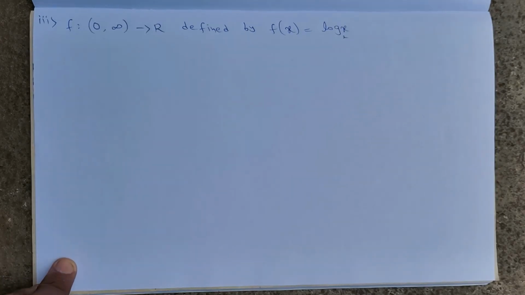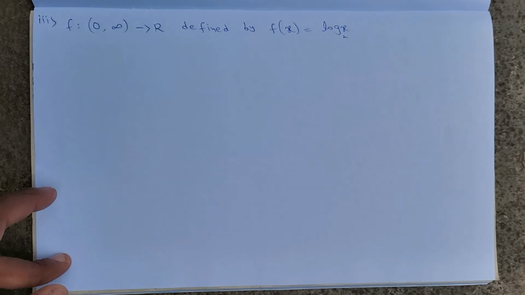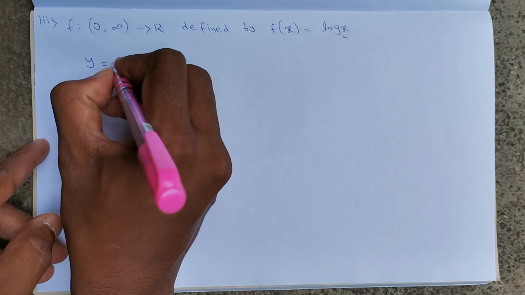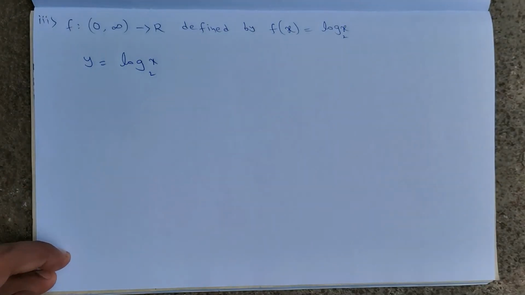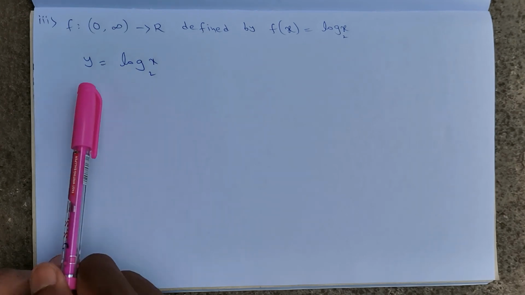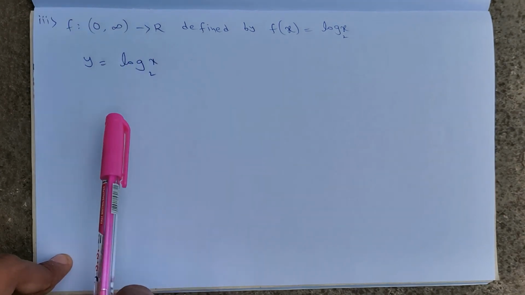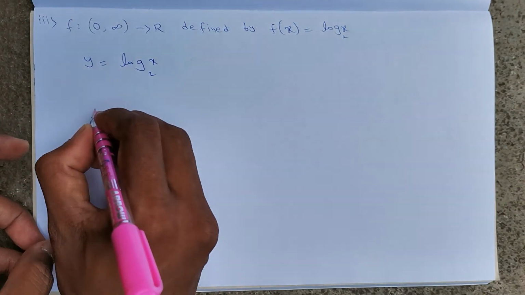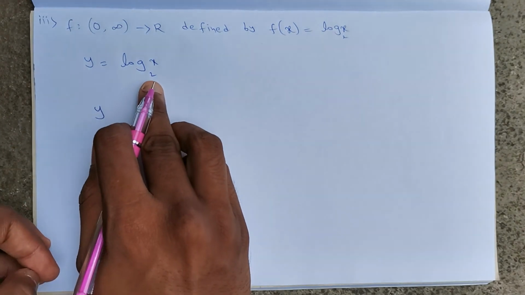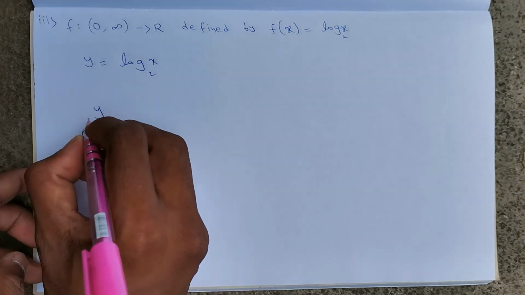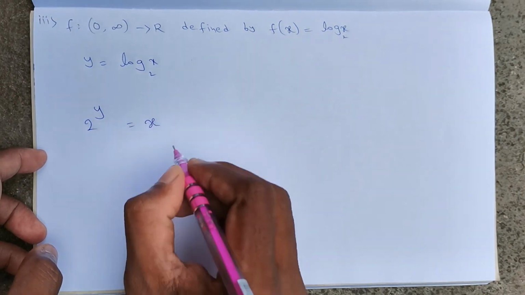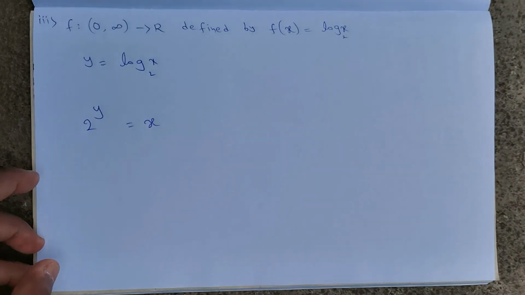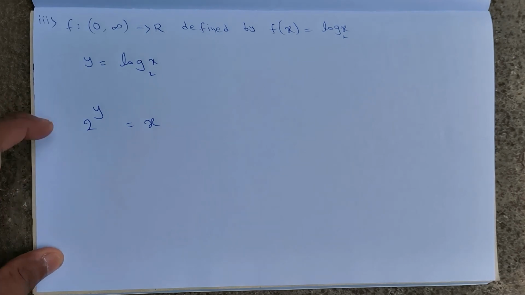The next question is, f is a function from 0 to infinity to R defined by f of x is equal to log x base 2. So y is equal to log x base 2. Now the given equation here is in logarithmic form. We need to convert this to exponential form. Here write y as it is, here base is 2, equal to the remaining number x. So 2 power y is equal to x.